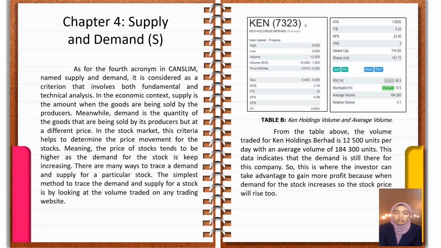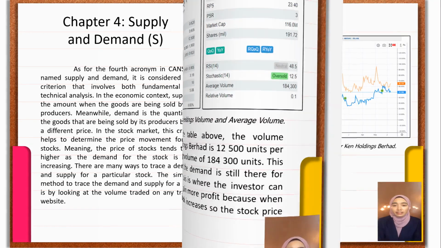The fourth acronym is supply and demand. So for Ken Holdings, the volume traded is around 12,500 units per day with an average volume of 184,300 units. This data indicates that the demand is still there. As we know, when there is more demand, the more profit it will be.